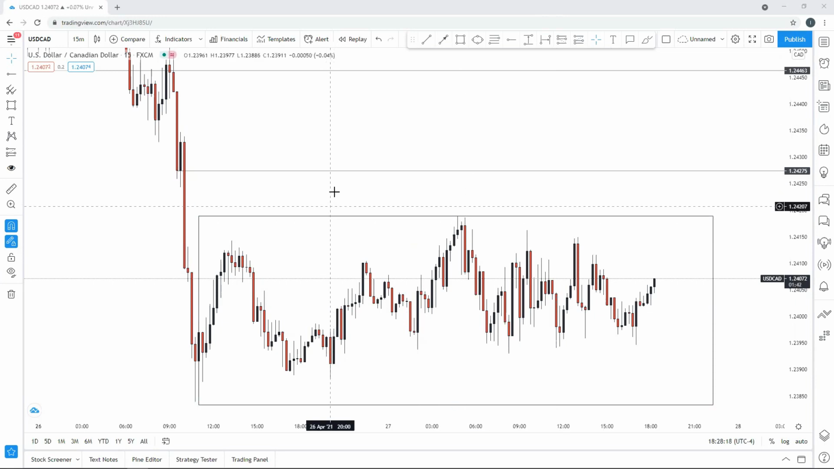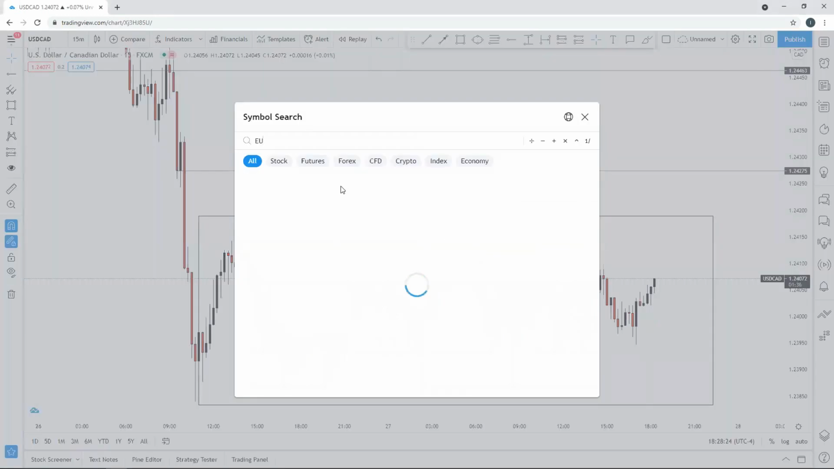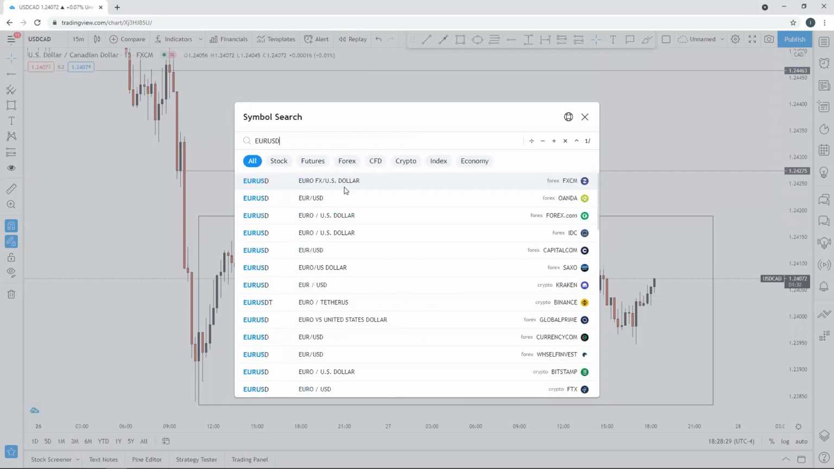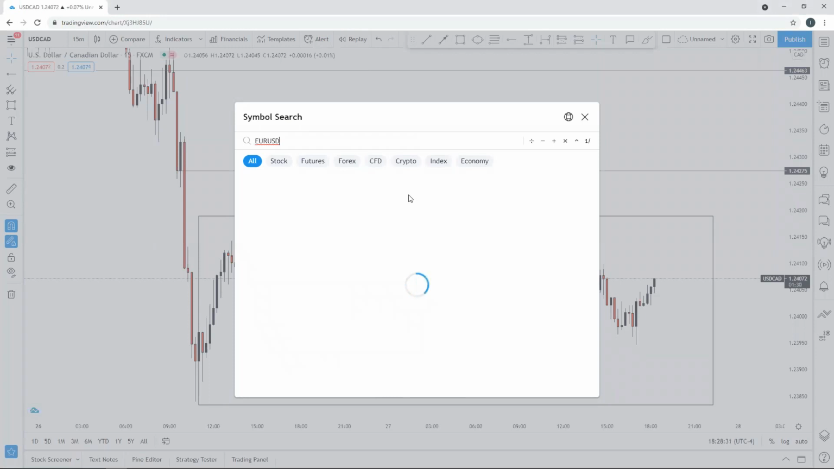And today I'm just going to be talking about what you already know, and I'm going to start by looking at the euro dollar. This is just a price action study.